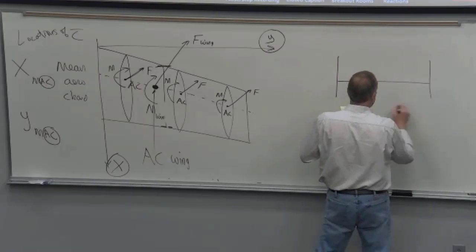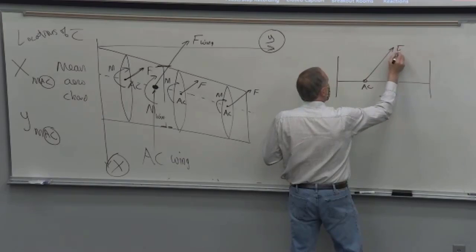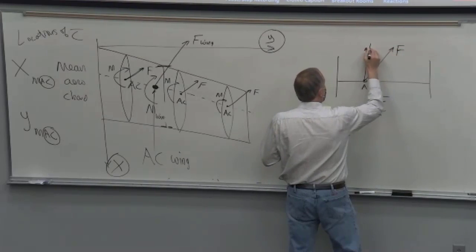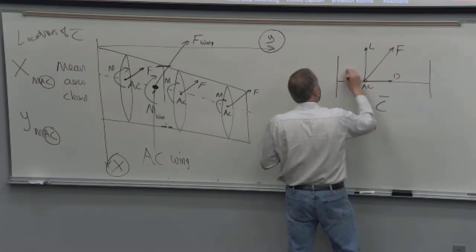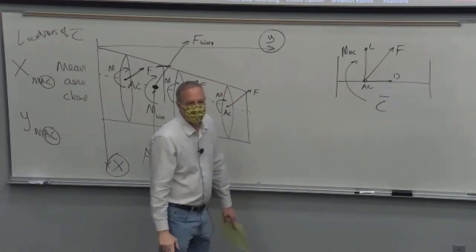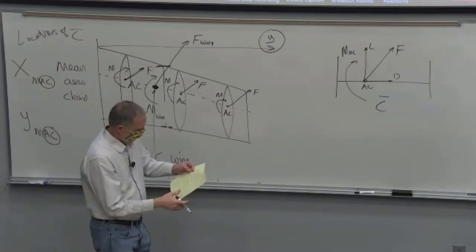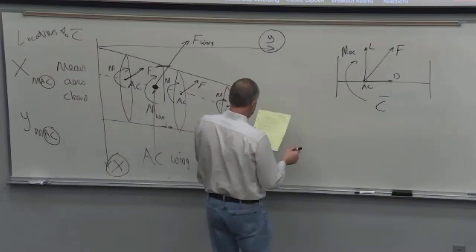Here's C bar. Here's the aerodynamic center. Force. Lift. Drag. Pitching moment. So that's our free body diagram of the wing. I'll write down here so I don't do that again.